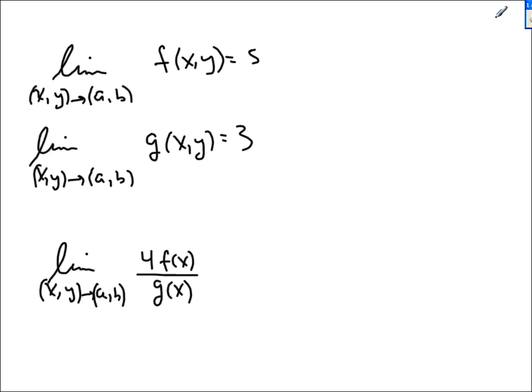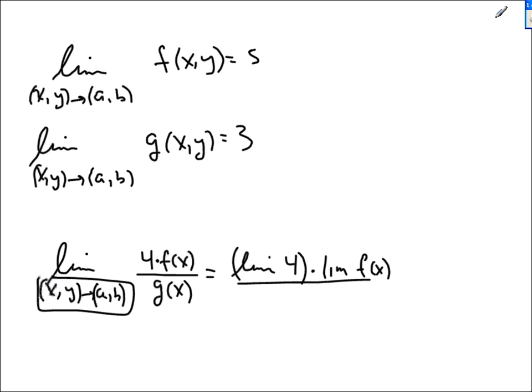Now limits are very, very friendly. You can take the limit as x, y goes to a, b of 4, and then times that by the limit as x, y goes to a, b of f of x, and you can divide that by the limit as x, y goes to a, b of g of x. But as x and y change, 4 is a constant. It stays 4.